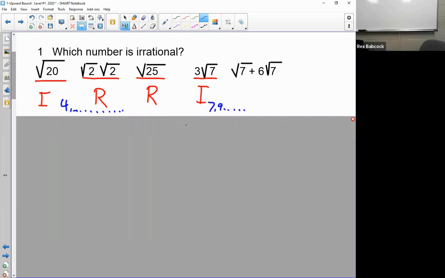What about this one right here? I can add those. That's 7 square root of 7. But is it irrational? Yes, it is. Irrational as well. So I hope that kind of jars your memory on rational and irrational. Remember, if it's irrational, you cannot write it as a fraction, a over b. If it's irrational, you just can't do that. It's not an exact answer.